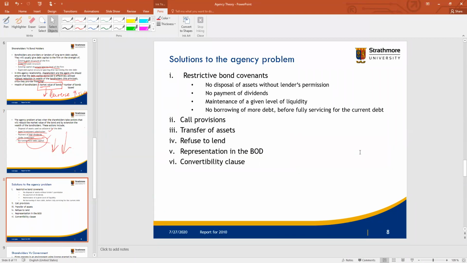One of the means you can put in place to address the problem is what are called restrictive covenants. These are covenants, agreements or contracts that are quite restrictive on the side of the borrower. One of the ways they can restrict is no disposal of assets without permission from you.